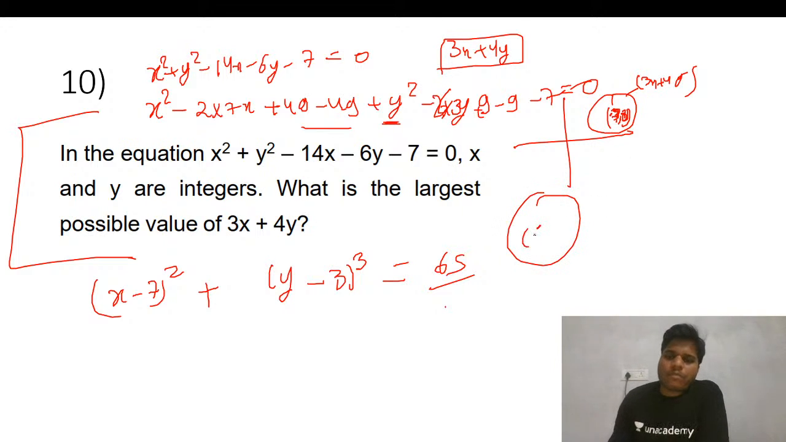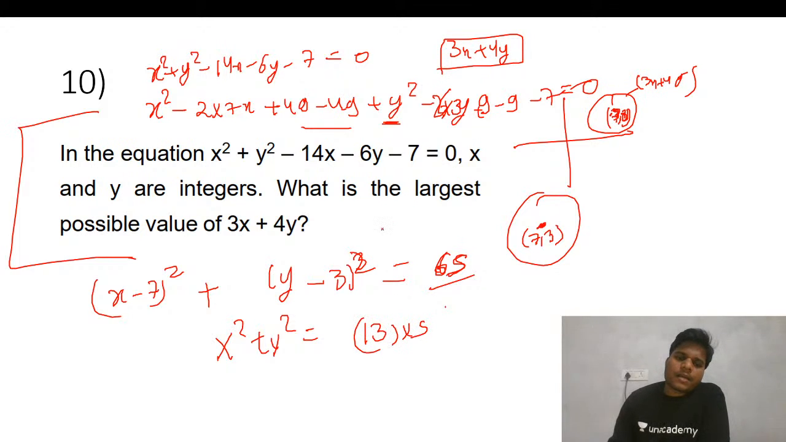center is your 7 comma 3. Okay, so 7 comma 3, center is 7 comma 3, largest possible. This is not, x and y are integers, this thing is there, this we have to use. Okay, this thing we have to use. So if you see this thing, x square plus y square, this is your 13 into 5. If you see this thing, this is your triplet 5, 12, 13.